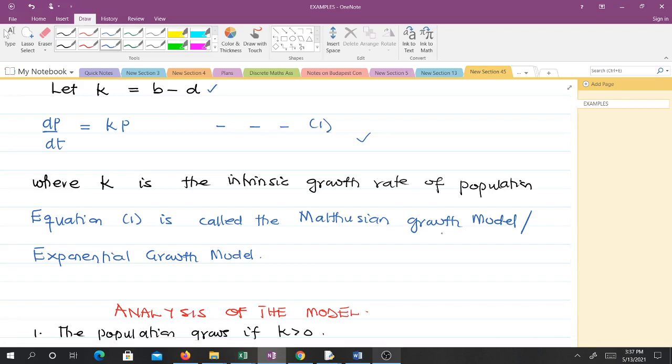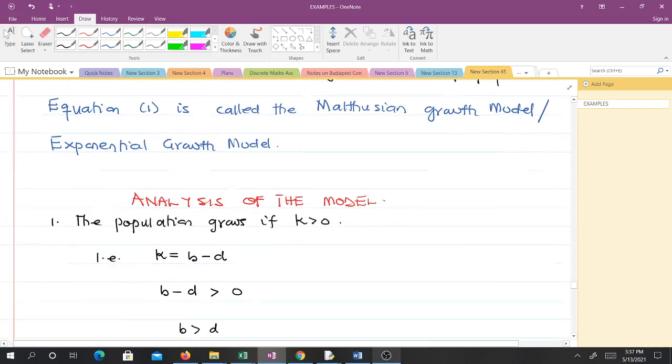So we've been able to derive it. If you didn't understand anything when we were deriving it, you can go over it and you will realize that it's not difficult at all. Now that we have our model, how do we analyze it? Let's talk about analysis of the model.